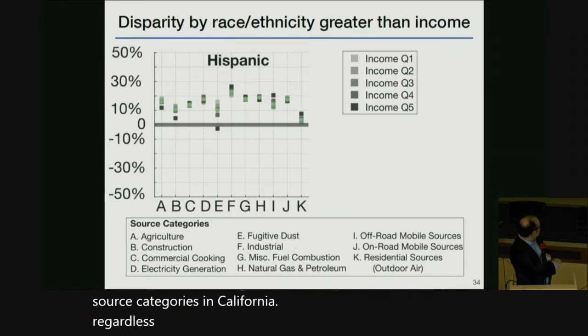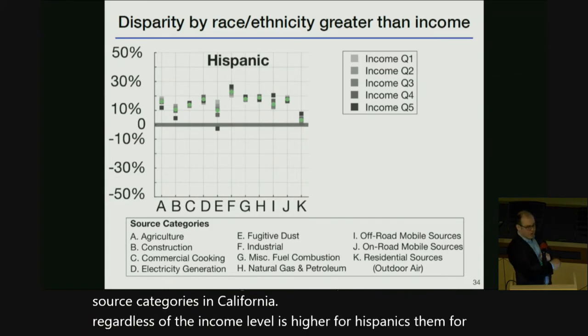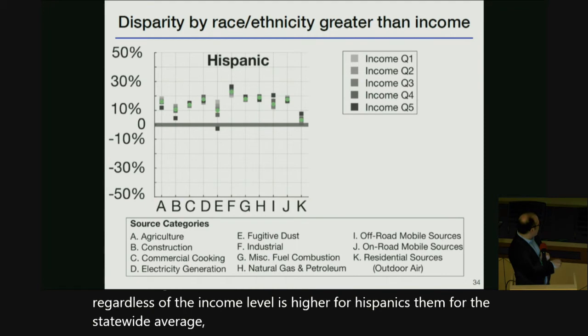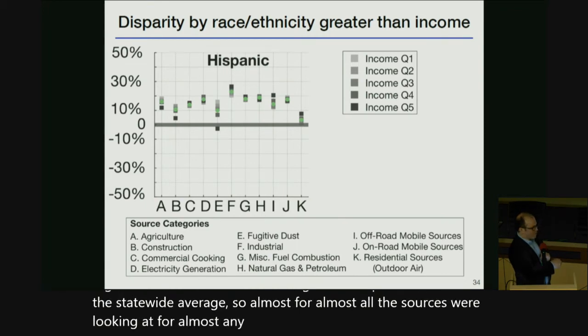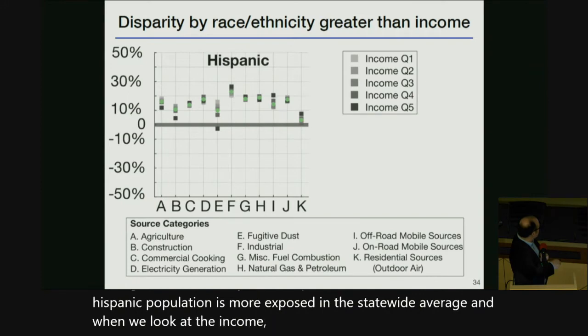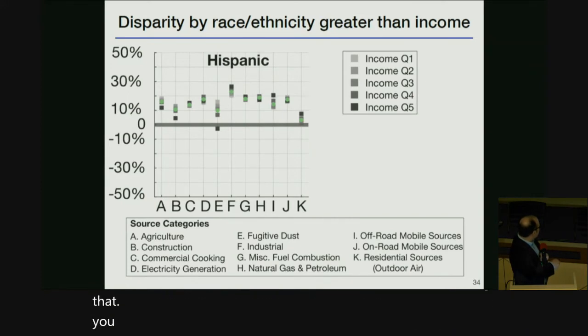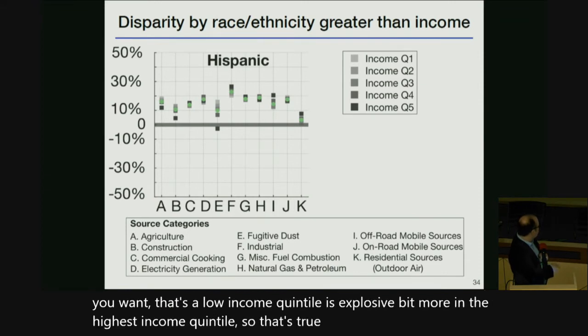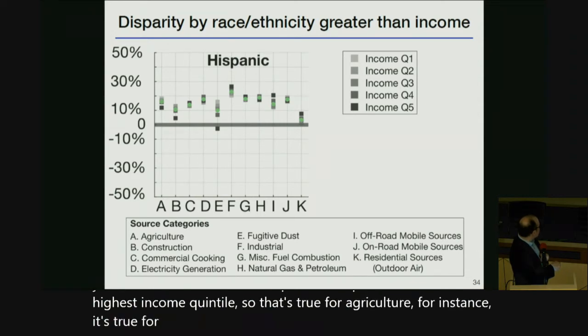So what we're seeing here is that exposure to almost all the source categories in California, regardless of the income level, is higher for Hispanics than for the statewide average. So for almost all the sources we're looking at, for almost any income quintile, the Hispanic population is more exposed than the statewide average. And when we look at the income quintiles, we often see a sorting that the Q1, that's the lowest income quintile, is exposed a bit more than the highest income quintile. So that's true for agriculture, for instance. It's true for J, on-road mobile sources. But there's some where it's reversed.